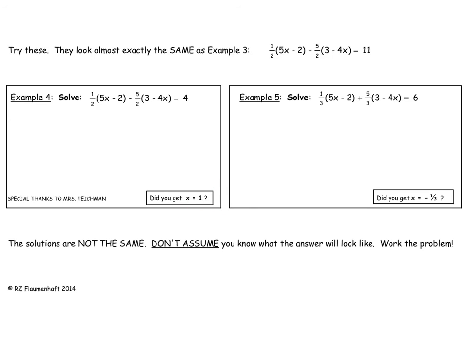And in example 5, a not so neat negative 1/3. Negative 1/3 is not a fraction that converts neatly into a decimal, and therefore example 5 does not have a decimal answer unless you're asked to round, which I didn't ask for. And over here, there's no need to have a fraction at all. The solutions are not the same, even though the examples were very, very similar, so please don't assume you know what the answer will look like. Work the problem and wait to see what happens.